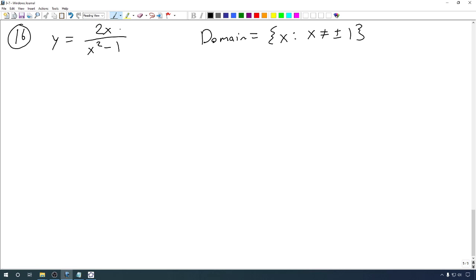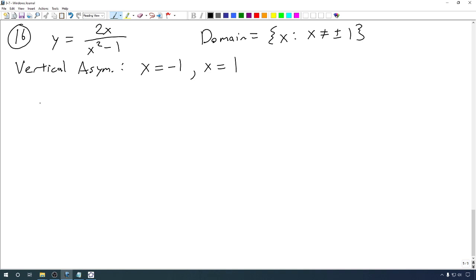Also note that the numerator at 1 or -1 is not going to be 0. It's either 2 or -2. And so we will actually have vertical asymptotes at those x values. So we can already write down some information. Vertical asymptotes are x equals values. We have two vertical asymptotes at x equals -1 and x equals 1.